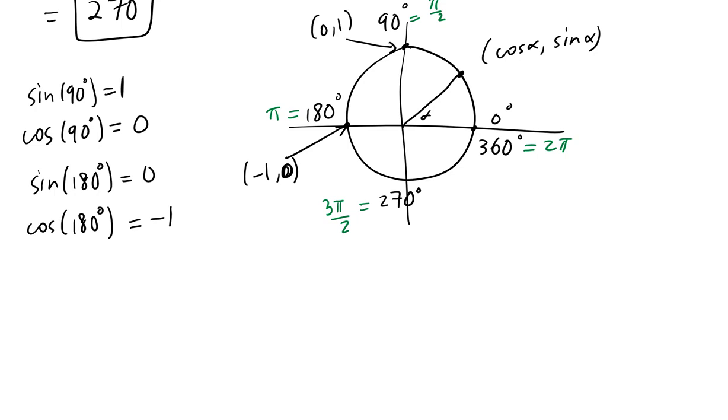Okay, so what if I want to find sine 3 pi over 2? Well, you look at where 3 pi over 2 is, all the way at the bottom here. Sine is the y value, (0, -1), so the y is -1.